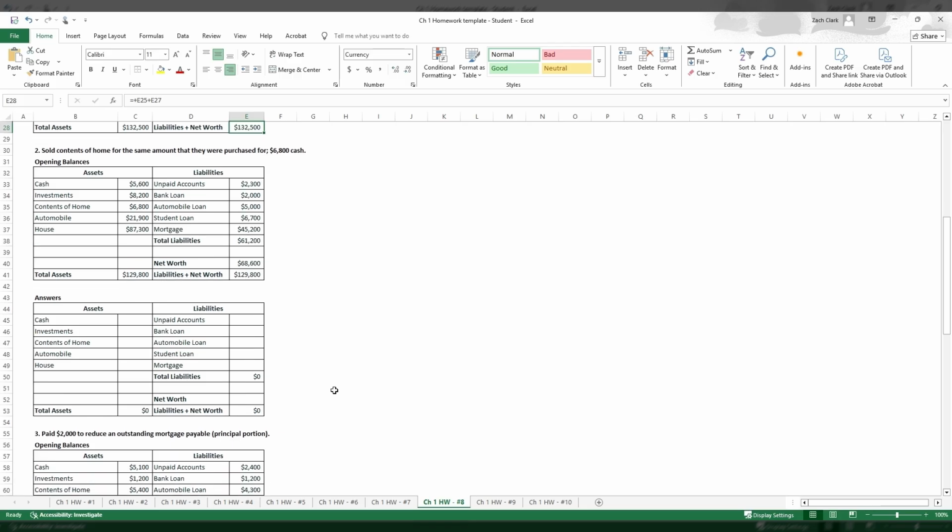There's 4 different transactions to consider here. So let's look at number 2. The second transaction indicates that we sold contents of home for the same amount that they were purchased for, $6,800. Okay, and so here we're going to have to consider which accounts are impacted again. When we sell something and we receive the cash for it, that's going to drive our cash balance up. And the contents of home is going to decrease because we sold it. We no longer have that, right?